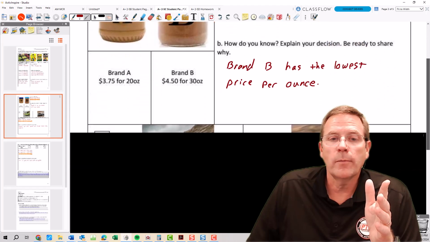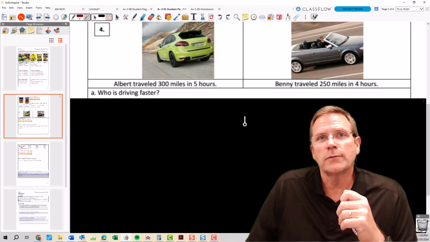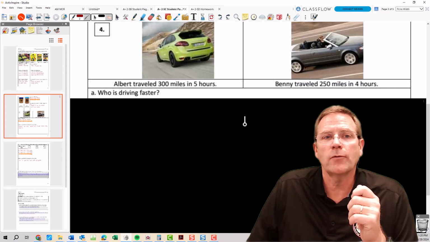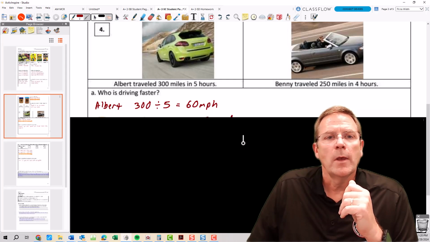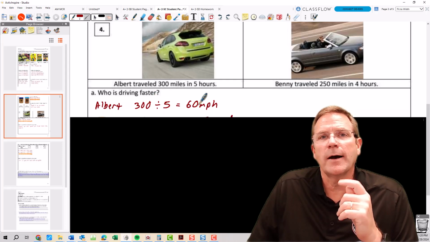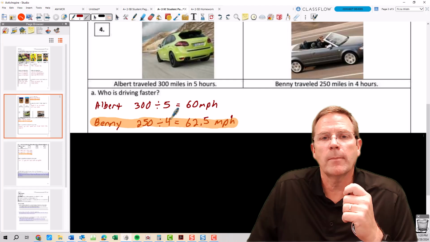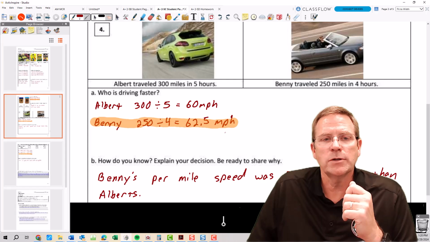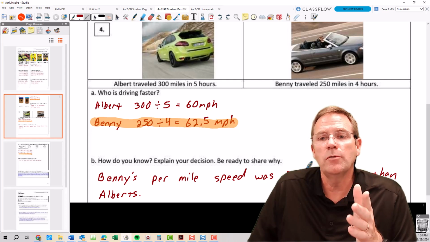Scrolling down from there, our next thing we're looking at is fast drivers. So we have Albert, who's traveling 300 miles in 5 hours, and Benny is traveling 250 miles in 4 hours, and it wants to know who the faster driver is. Well, going from there, I would say Albert's 300 divided by 5 meant he was traveling 60 miles per hour, and Benny's 250 divided by 4 was going 62.5 miles per hour. So in answering the question, how do we know who's faster? Benny's per mile speed is 2.5 miles faster than Albert's.